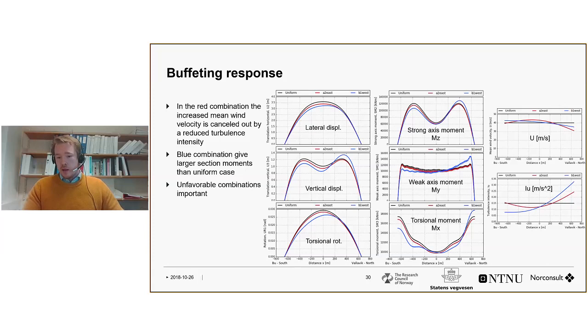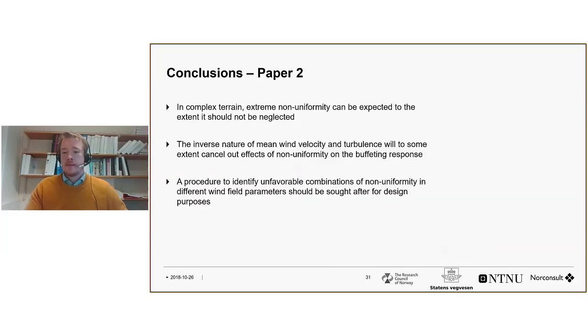Now looking at the blue situation here, where we have a large increase in turbulence intensity to the north of the span, we see that we get a skew response and we get larger section moments, for all section moments in the north part of the span, than the uniform case.